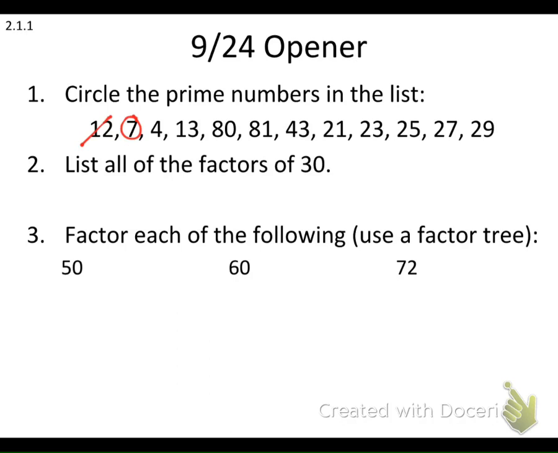Okay, so let's look at number 4. Does number 4 have 2 factors or more than 2 factors? What all numbers can you multiply together to get 4? 2 and 2. 4. So does it have more than 2 factors? It has 1, 4, and 2. So does it have more than 2 factors?